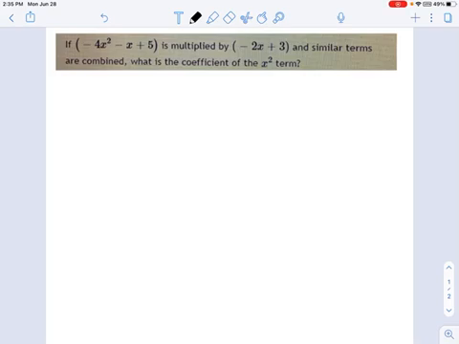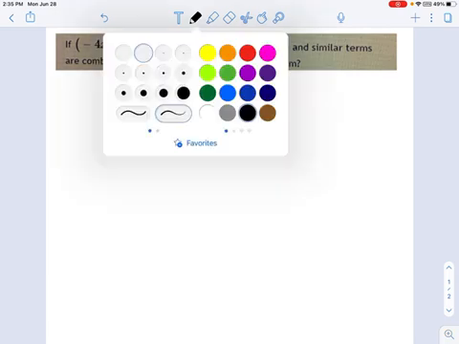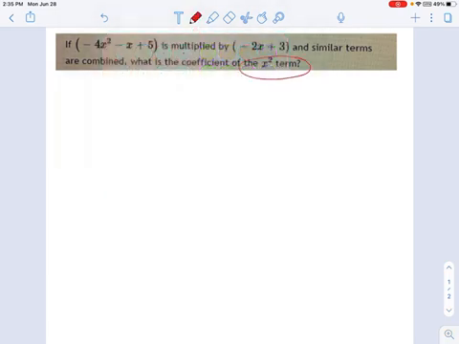So in this problem, we have two polynomials multiplied together, and we're asked what the coefficient of the x squared term is, right? Okay, so they're looking for the x squared coefficient. That's the number in front of x squared. And there's usually a few ways you could do these things. One is quick, one is slow.